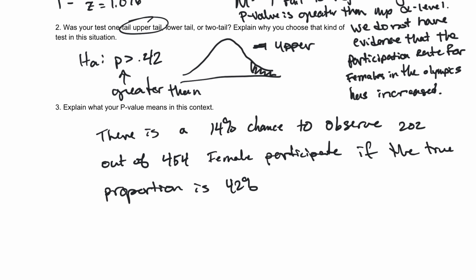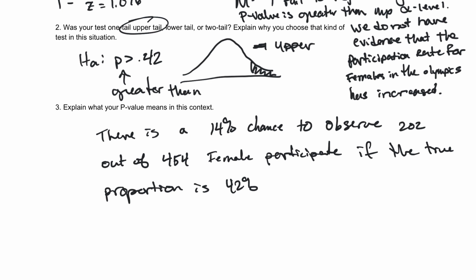The definition would be something like this. There's a 14% chance to observe 202 out of 454 females participating if the proportion is 42%. Generically, it sounds like this. There is a p-value chance to observe a sample like this one if the null hypothesis is true. That's what you're trying to show. One more time: there is a p-value chance to observe the sample result if the null hypothesis is true.